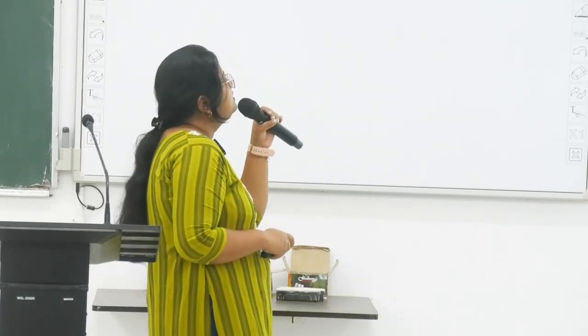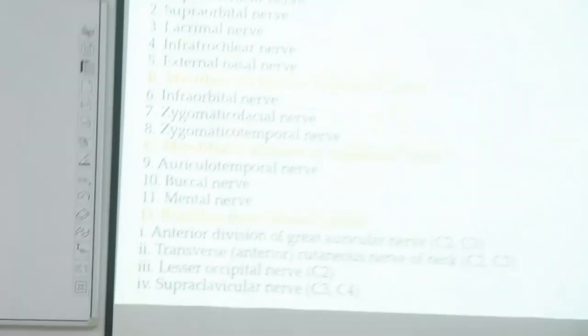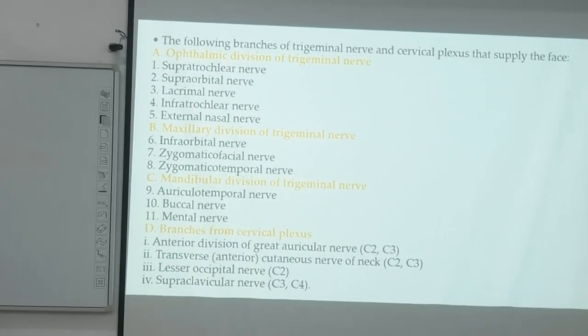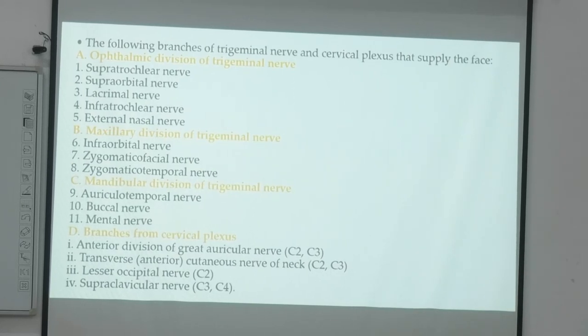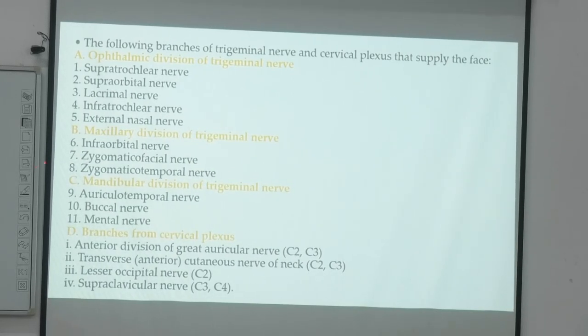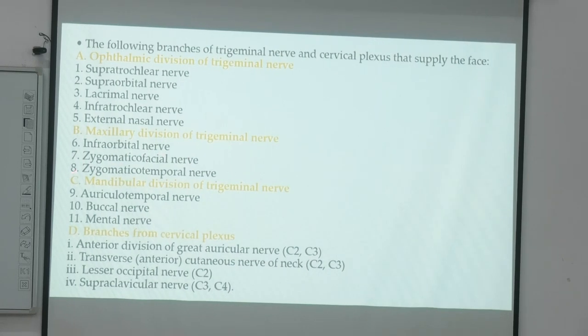So these are the nerves supplying the face. The following are the branches of the trigeminal nerve and cervical plexus supplying the face. Ophthalmic division branches: supratrochlear nerve, supraorbital nerve, lacrimal, infraorbital, external nasal. From the maxillary division, three branches. Mandibular division: auriculotemporal nerve, buccal nerve, mental nerve. And branches from the cervical plexus: the great auricular nerve, transverse cervical, lesser occipital nerve, and supraclavicular nerve. All these nerves supply the sensory supply to the face.